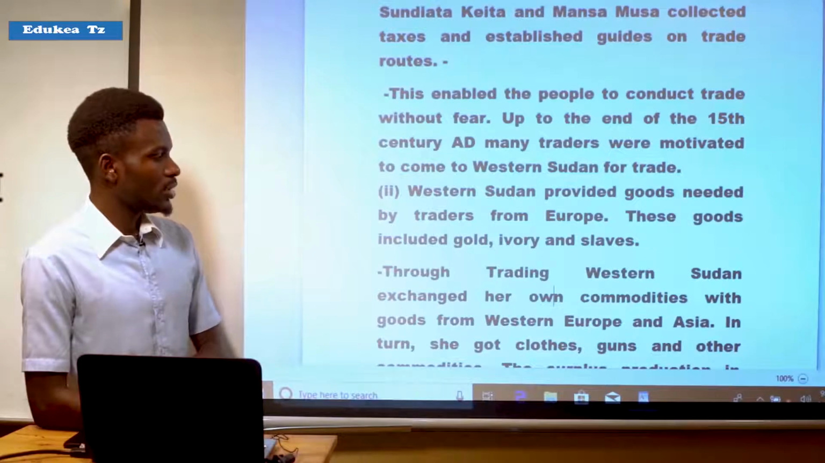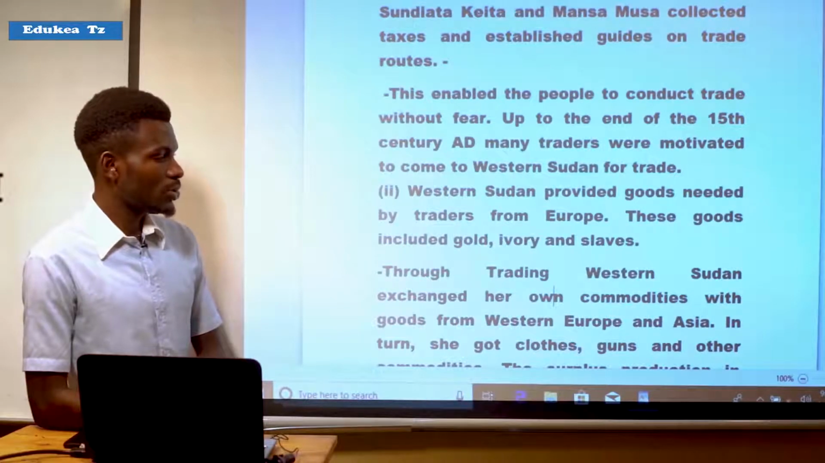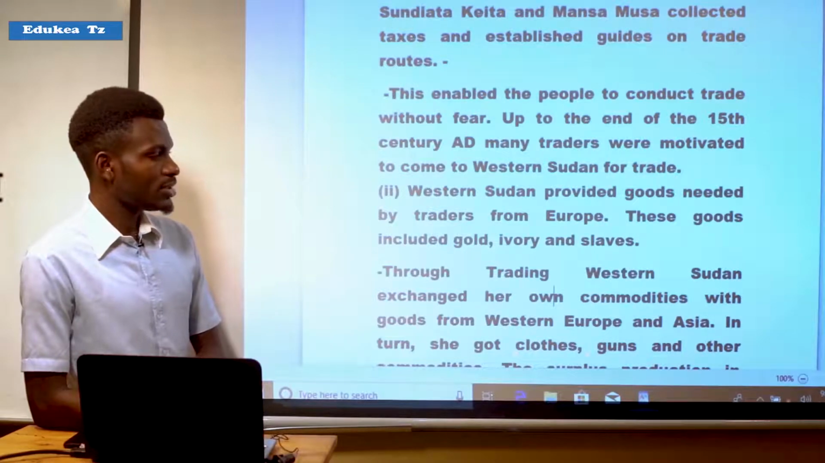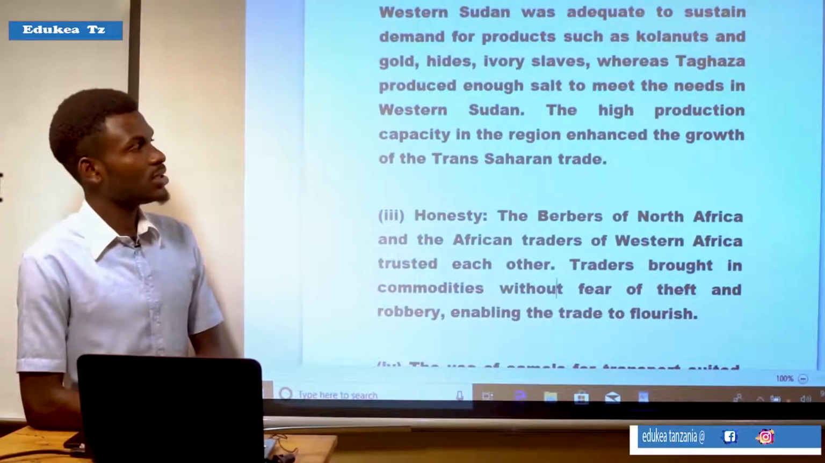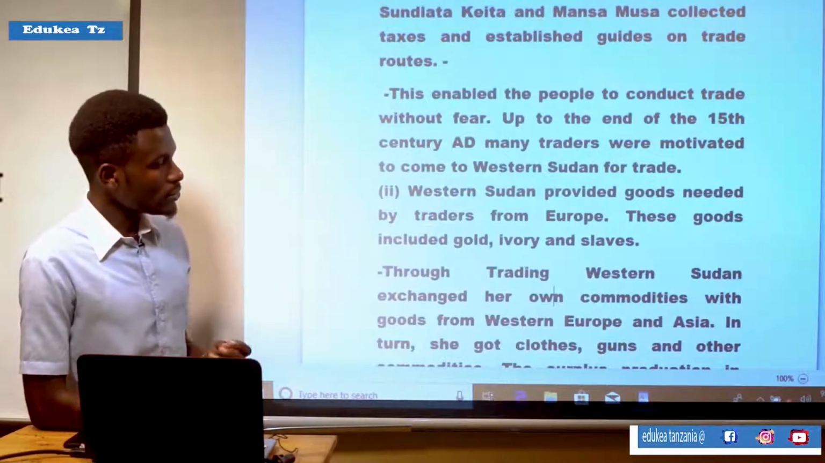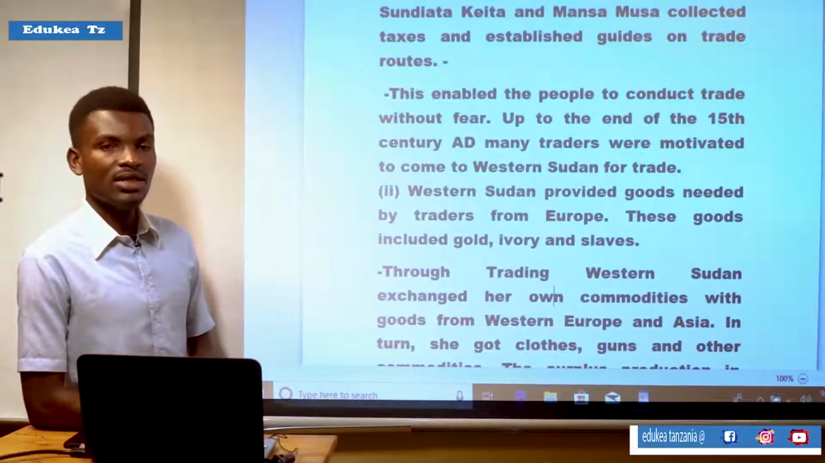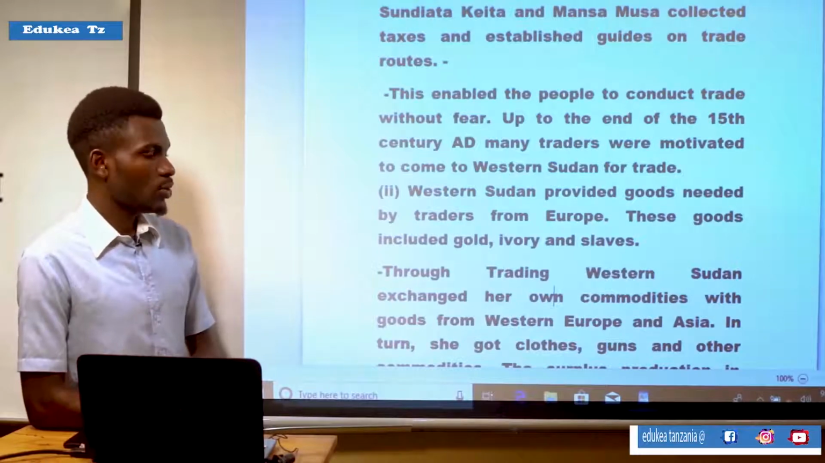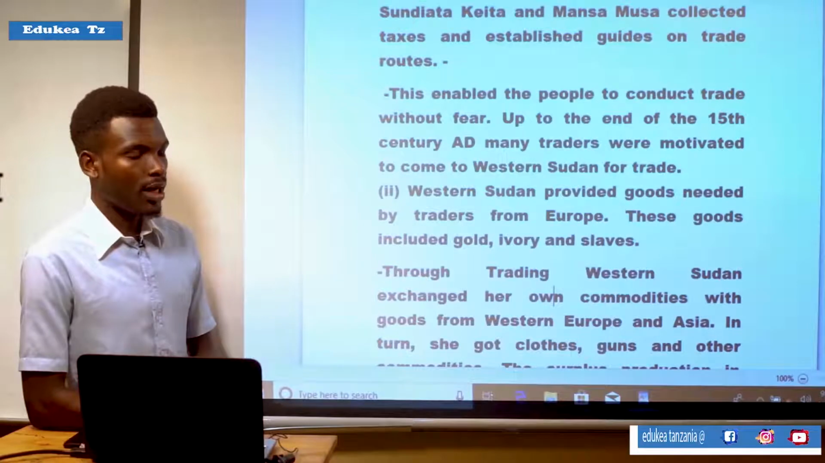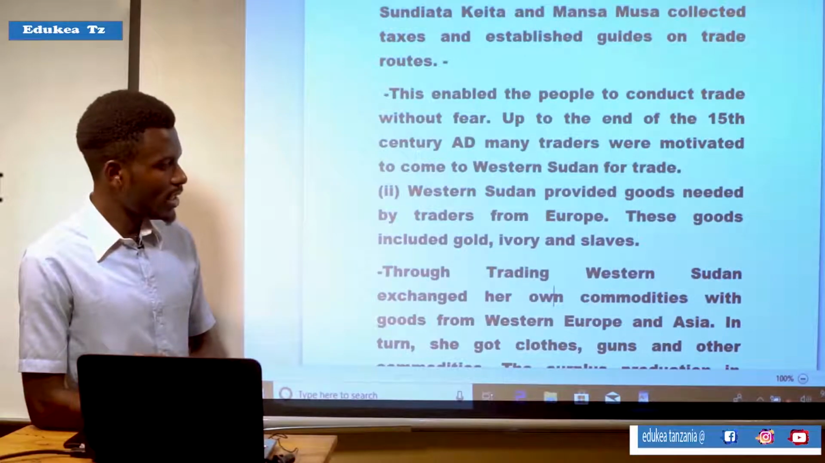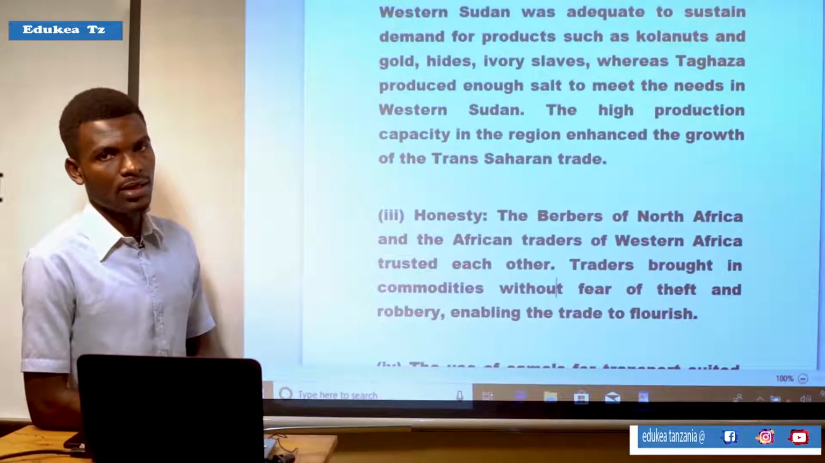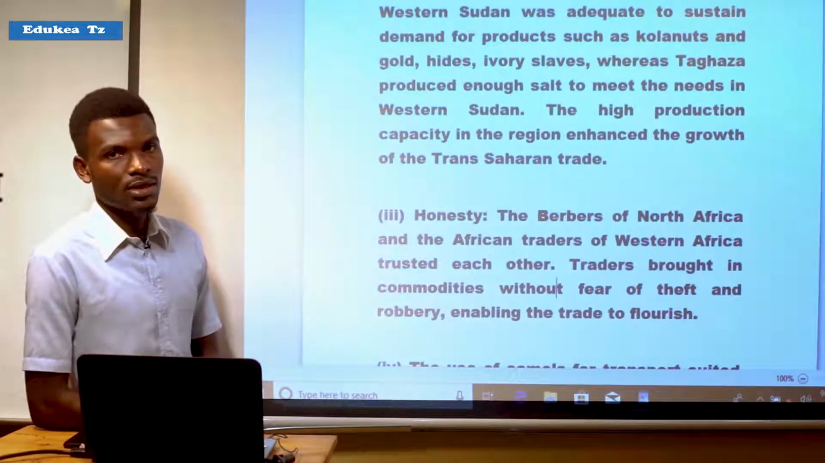Through trading, Western Sudan exchanged its own commodities with goods from Western Europe and Asia. In turn, she got clothes, guns, and other commodities that were needed by the Western Sudan regions. It means that due to the trading activities, Western Sudan got manufactured goods from Europe and Asia, like clothes, guns, and other commodities that were brought by the European as well as Asian communities during that trading activity.